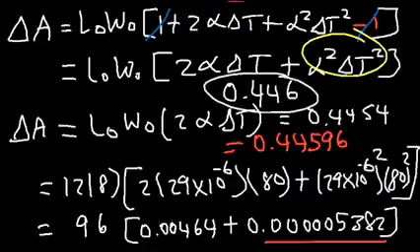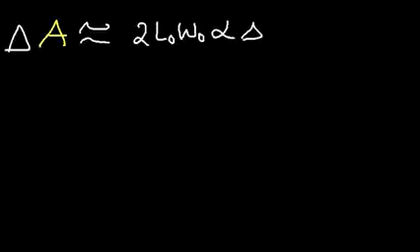So as you can see, the contribution from this term is relatively insignificant. So thus we have the equation. The change in area is approximately equal to 2 L0 W0 alpha delta T.